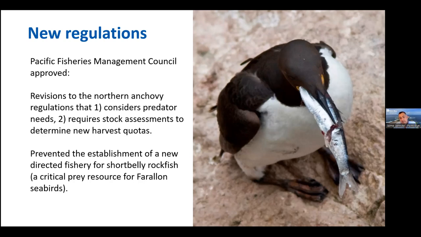They now consider predator needs, and they now require stock assessments to determine a new harvest quota every year. The harvest quota that we had was 25,000 metric tons per year and was established in 1985. It had no change in almost 30 years. Another thing that we were able to impact is that we prevented the establishment of a new directed fishery for rockfish, which is a critical prey for Farallon seabirds.